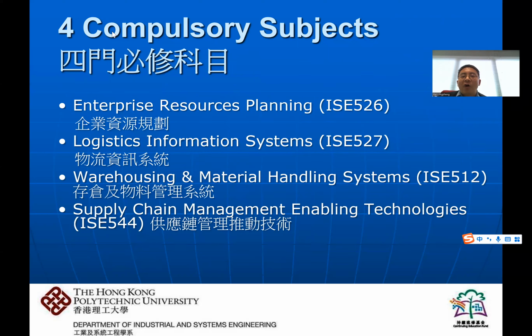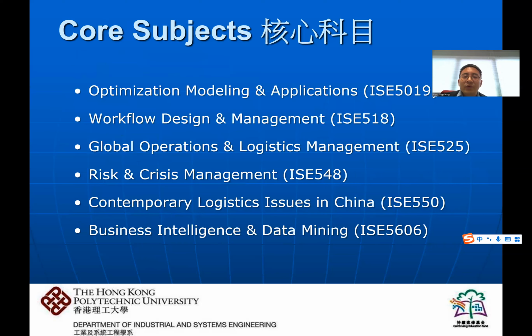Okay, now I'd like to introduce the four compulsory subjects. The first is enterprise resource planning, logistics information system, warehouse material handling system, supply chain management enabling technologies. It means that every one of you has to choose these four subjects. So-called compulsory subjects, just like I mentioned before, they cover resource planning, information system, material handling system, and also supply chain management technologies. We will introduce and also deliver some knowledge, skills, and expertise. Not only about the advanced and cutting edge theory or models and methods, we also deliver some advanced systems and also software to our students.